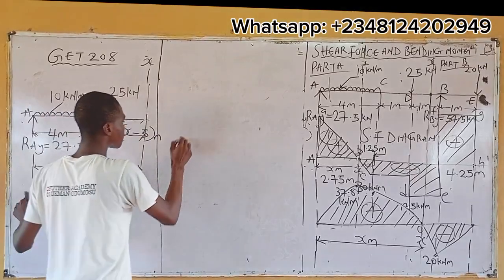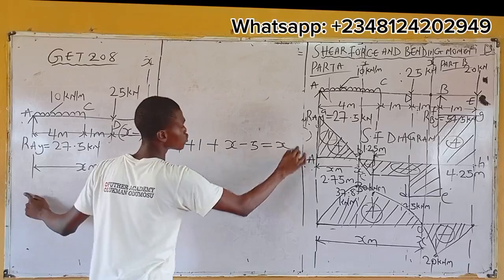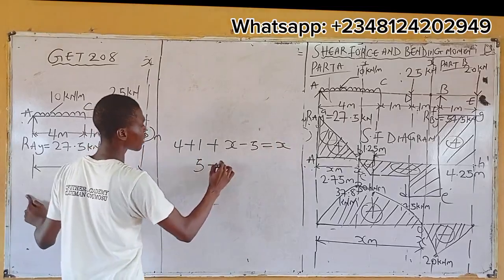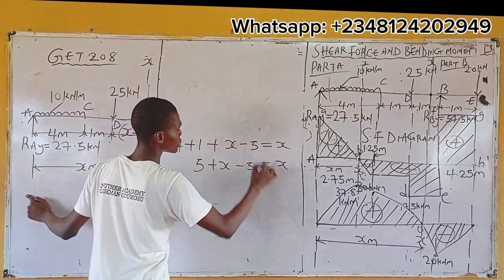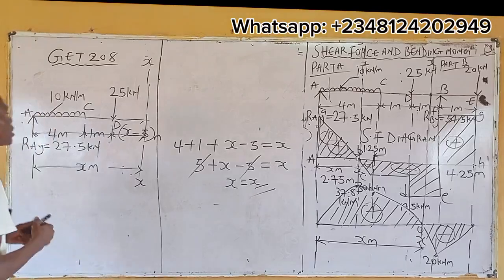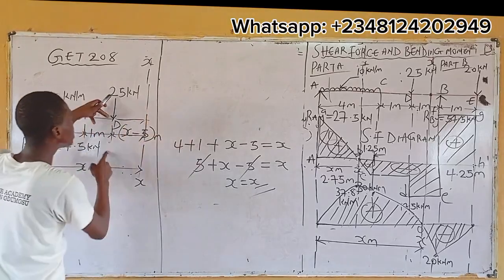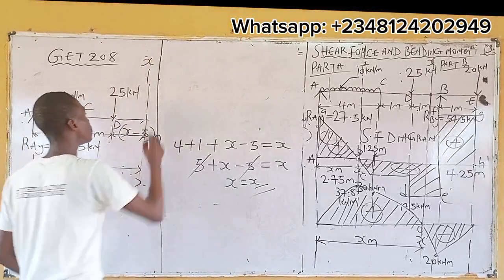So we are saying 4 plus 1 plus X minus 5 is still equal to what? X. This becomes 5 minus 5 plus X minus 5 equals X. This cancels out. X equals X. So that's what we are saying. Meaning this portion from D up to the point of section, X minus 5. And don't forget the tax.